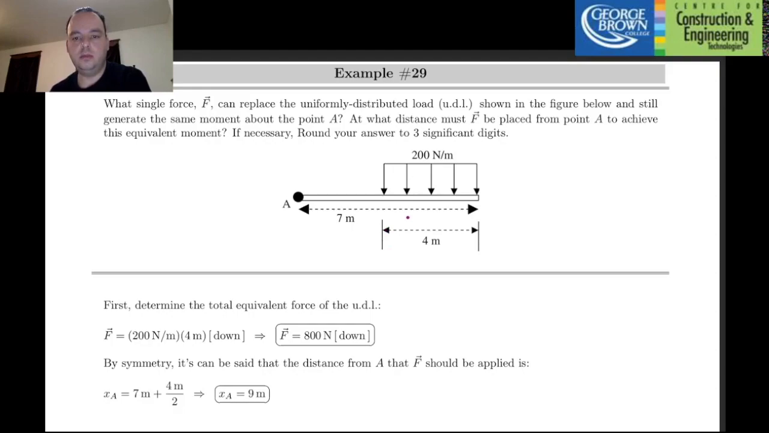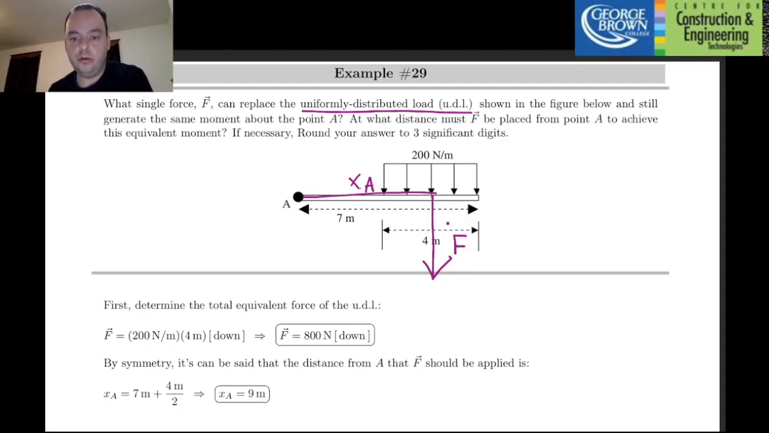In this next example, we also have a UDL, but this time symmetry is not going to get you the whole way. You need to think more carefully about how the UDL is applied and where it's applied. But we can use the symmetry locally of the UDL to find its position. So firstly, let's talk about the position. Where am I going to place a single force? Let's call that XA here, so that it produces the same moment as the UDL.